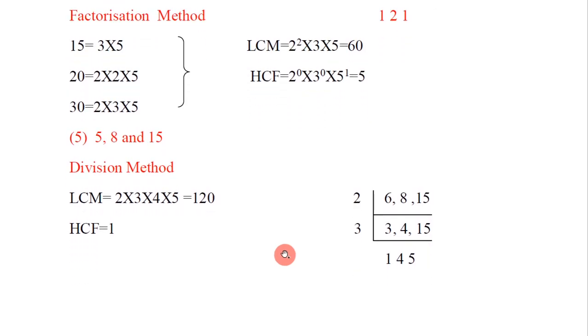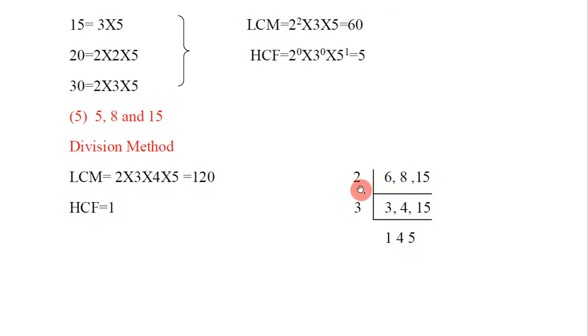Similarly, the next one is to find the LCM and HCF of the numbers 6, 8 and 15. So proceed in the same way. Divide by 2 first. We can see that it is 3, 4, 15. Then 3 and 15, at least 2 numbers are divisible by 3. So divide by 3, it gives 1, 4 as it is, 5. Now LCM is 2 into 3 into 4 into 5, which is 120.